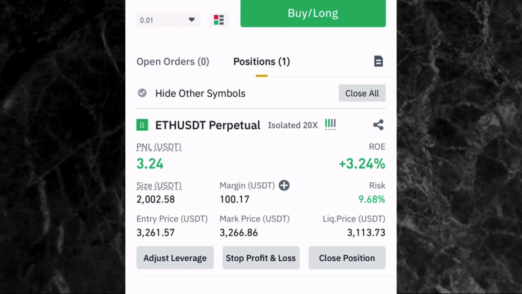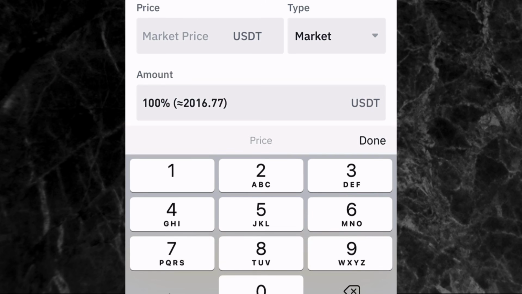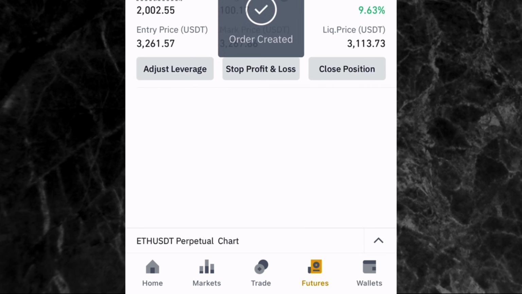Now, how do you set your take profit or loss on the futures trading page? You can see where you have stop profit and loss. You tap on it. And here you're going to be entering, let's say for example, remember we entered the trade at $3,260. So let's say we want to take our profit when it gets to $3,290. And then at the bottom side here it's going to show you the amount of profit you're going to make. So if we take our profit at this point, we're going to be making 17 USDT. Then just tap on confirm at the bottom side of the screen.